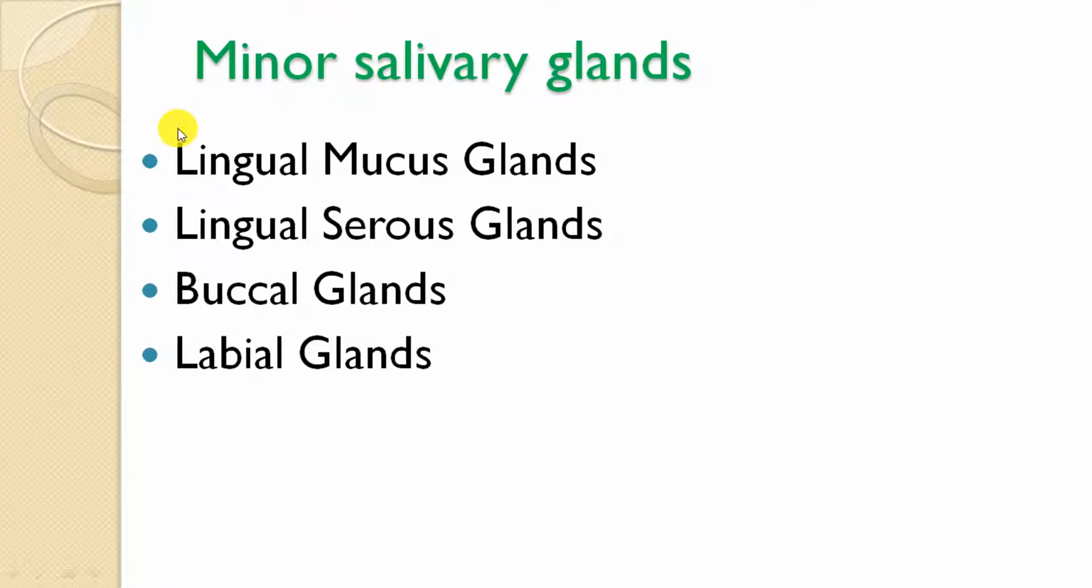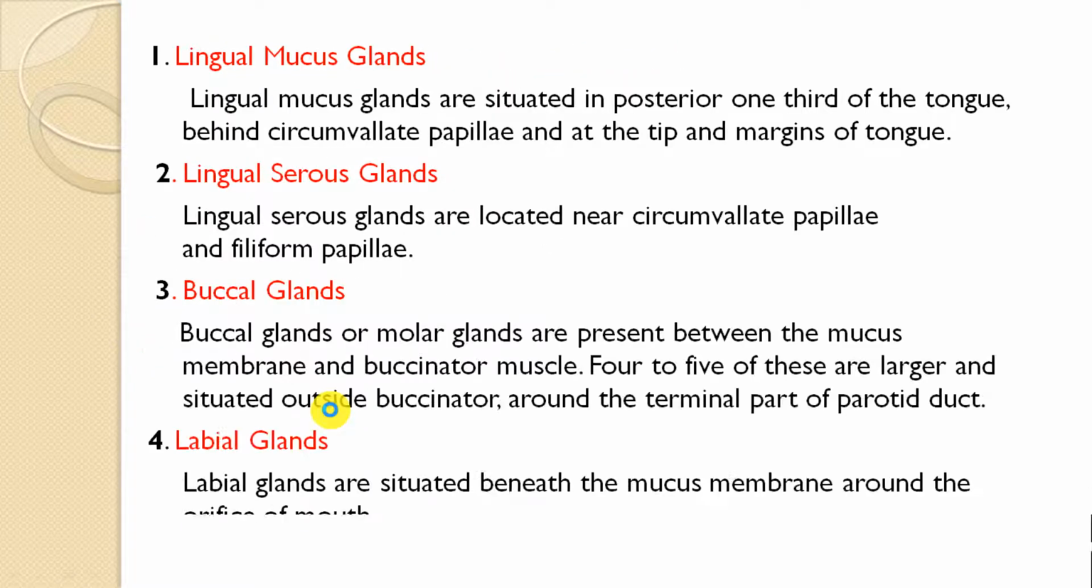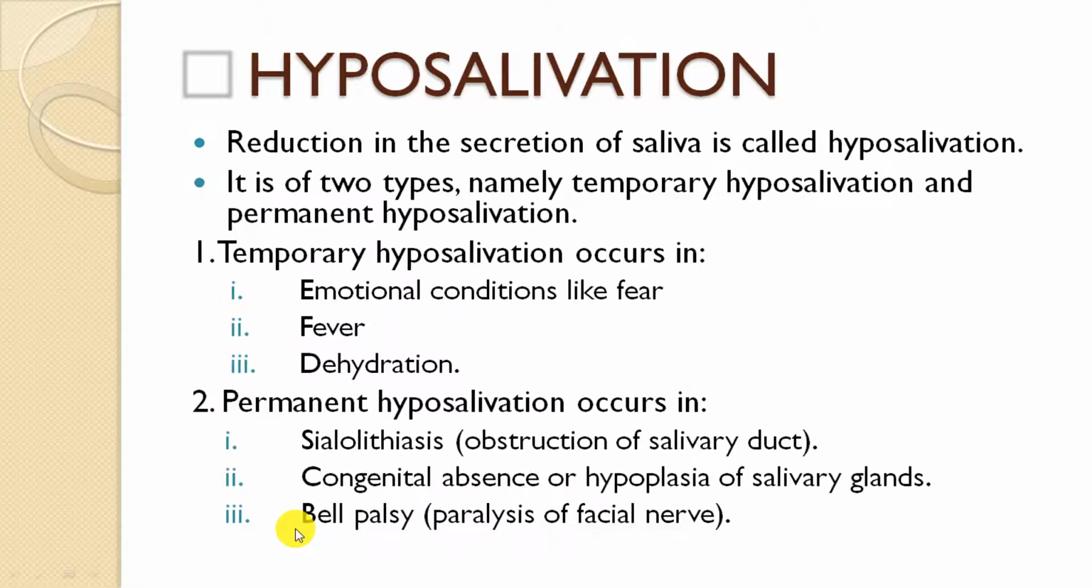Some of the minor salivary glands are the lingual mucus glands, lingual serous glands, buccal glands, and labial glands. Lingual mucus glands are situated in the posterior one-third of the tongue behind the circumvallate papillae, and at the tip and margins of the tongue. Lingual serous glands are located near the circumvallate papillae and the filiform papillae. Buccal glands or molar glands are present between the mucous membrane and the buccinator muscles. Four to five of these are larger and situated outside the buccinator at the parotid duct. Labial glands are situated in the mucous membrane around the orifice of the mouth.